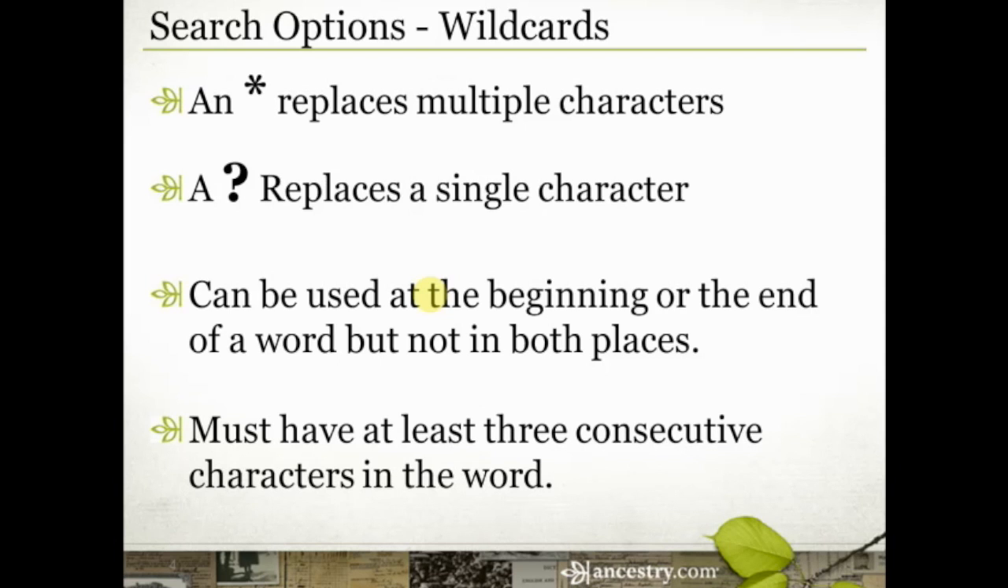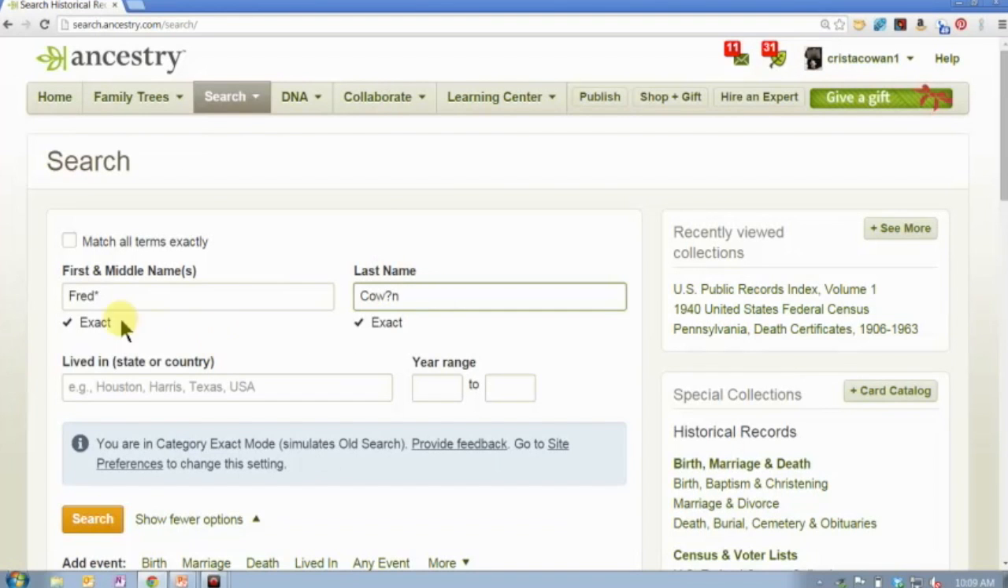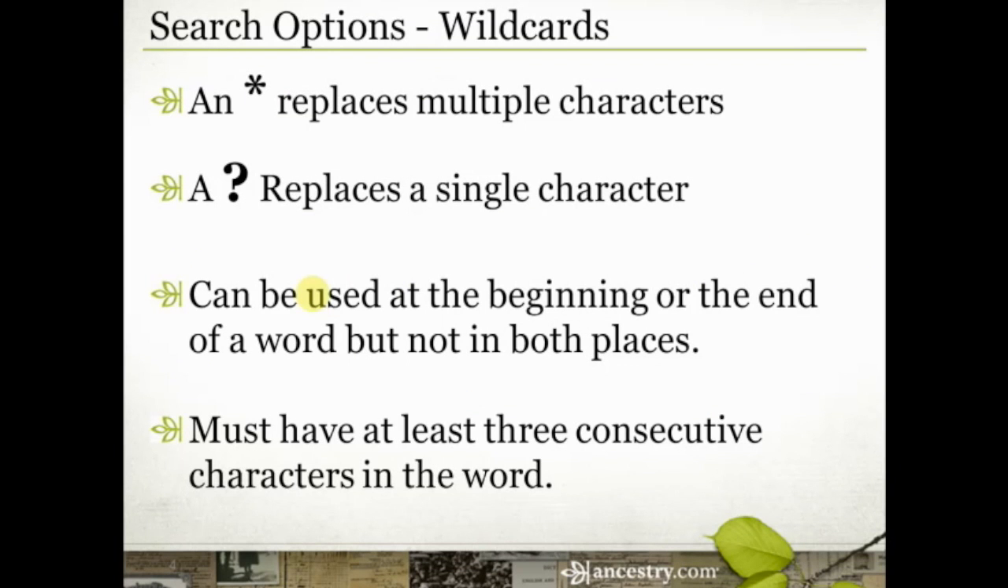Also, and this is a limitation we place to control the number of searches that are hitting our search engines, you must have at least 3 consecutive characters somewhere in the word. So you can use the asterisk as a starts-with idea, but there has to be at least 3 characters. So I could do FRE and then a wildcard, or in this case, COW and then a wildcard. So I've got those 3 consecutive characters somewhere in the word. That's going to make sure that my search results meet what I'm expecting.